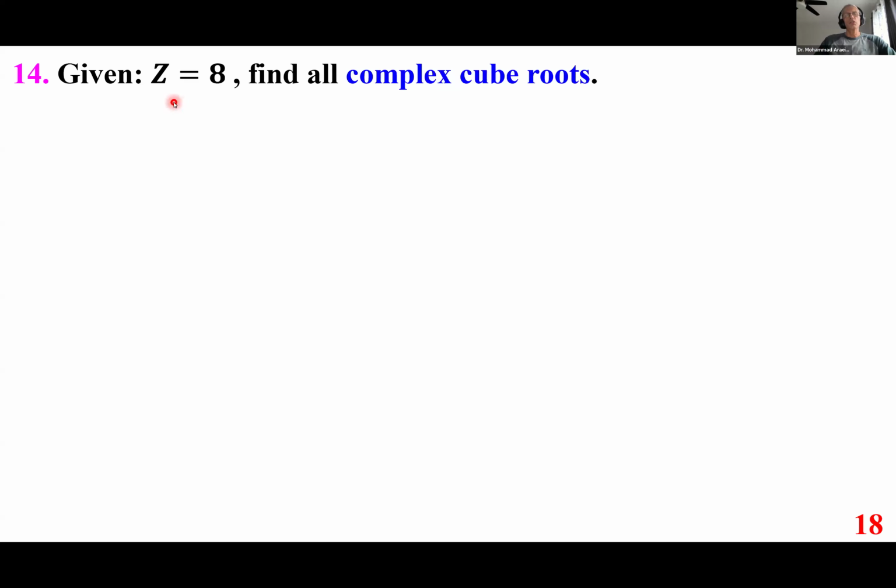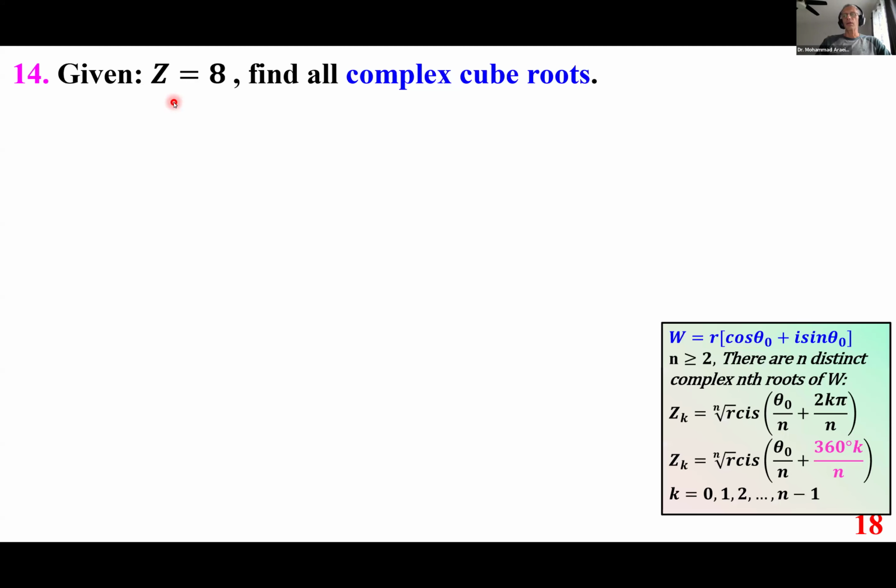All right, so to continue what we started, given z equals 8, find the complex cube roots. Well, reminding everybody of some of the stuff we have seen: if W is r cis theta, cosine theta sub 0 plus i sine theta sub 0, cis theta sub 0, when n is 2 or larger, there are n distinct complex nth roots of W.